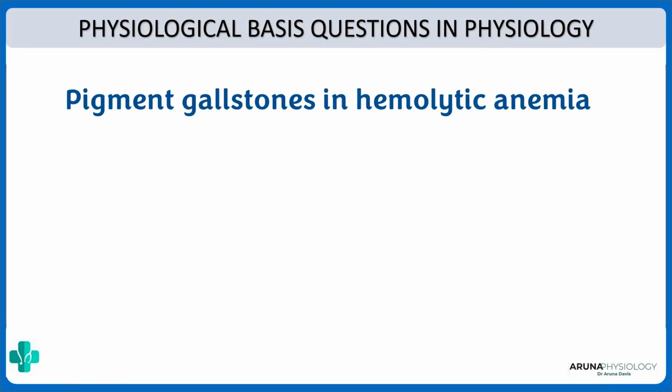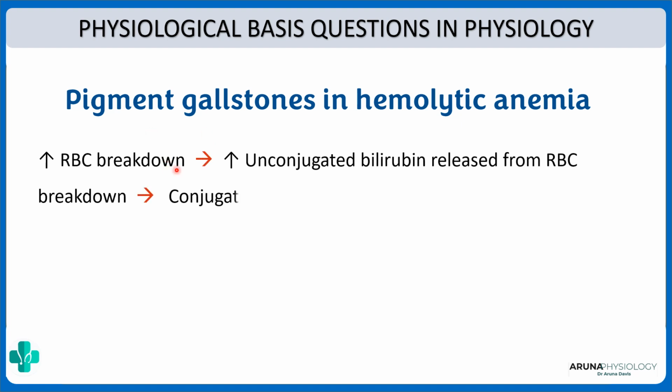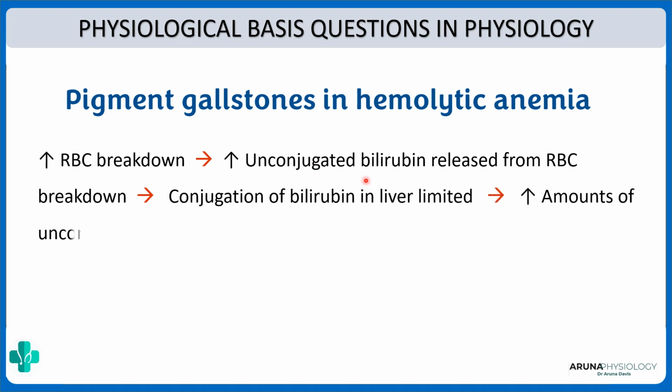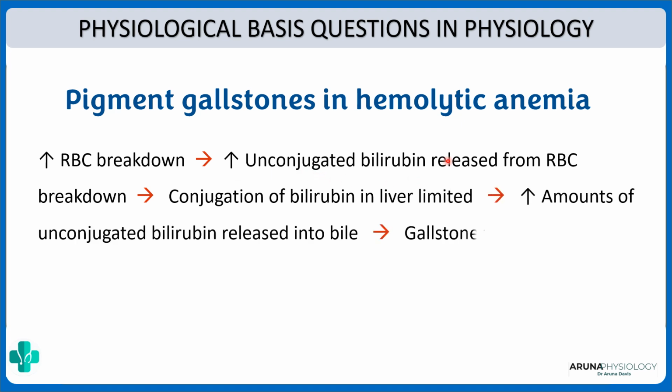Now, why are there gallstones, especially pigment gallstones, in hemolytic anemia? The cause of gallstones is, as we said before, in hemolytic anemia there is increased RBC breakdown, which means there will be increased unconjugated bilirubin released from the RBC. So the conjugation of bilirubin in the liver is limited.